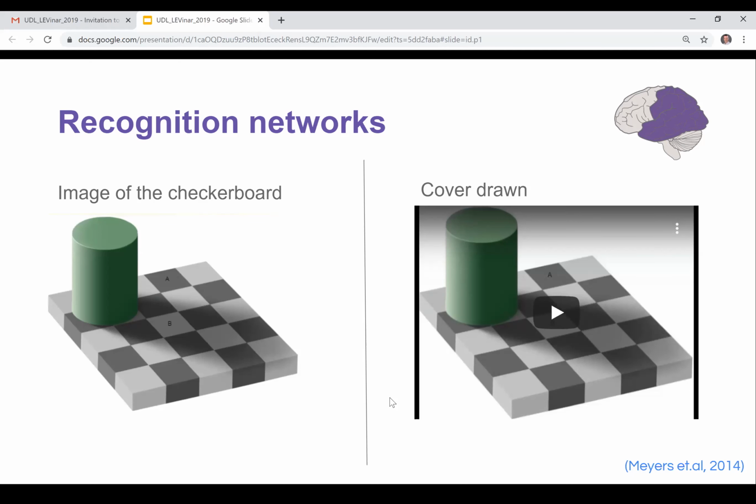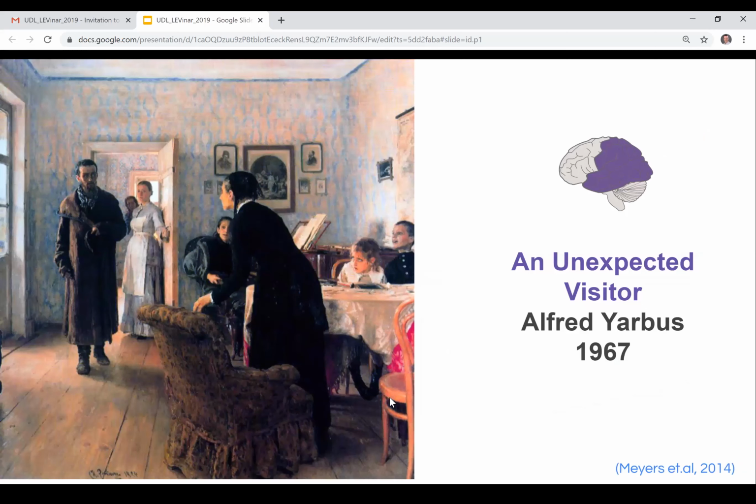But my brain is not passive. We do not passively receive information. We are making connections based on prior knowledge. So that is your neural network, or your recognition network at work. Let's go back to this unexpected visitor.